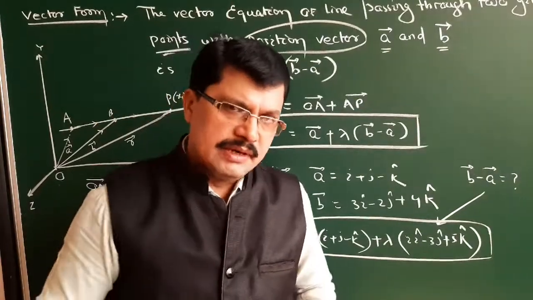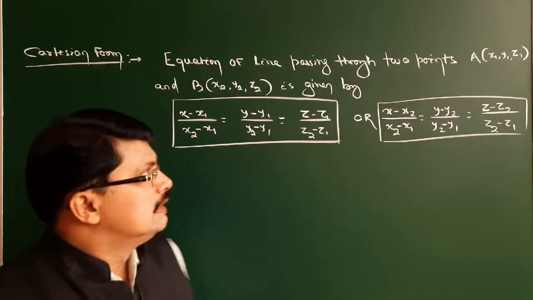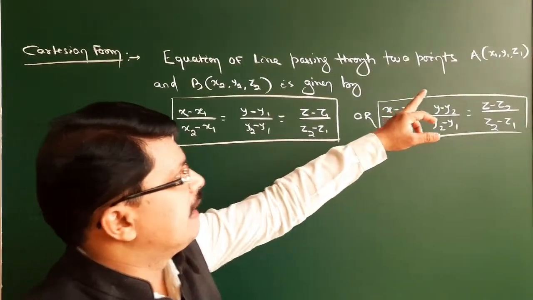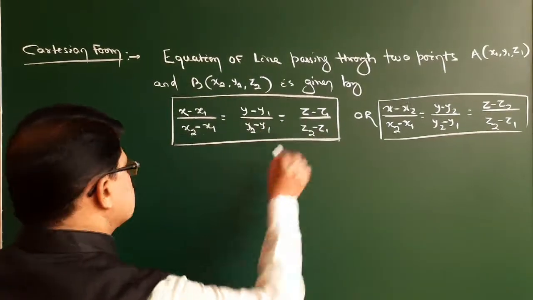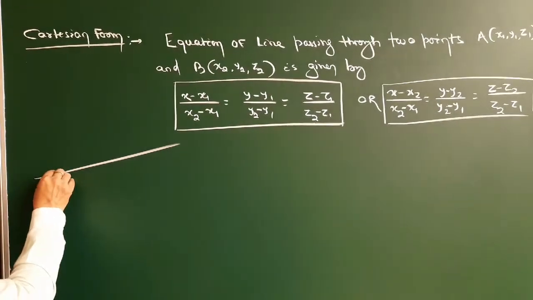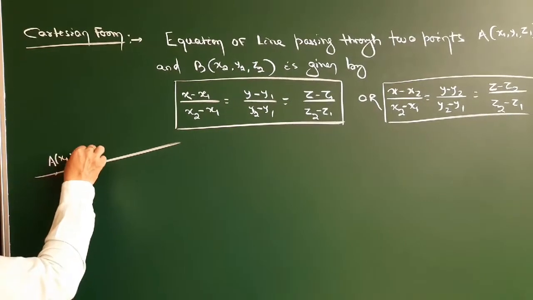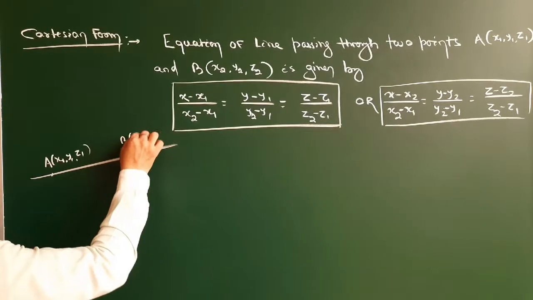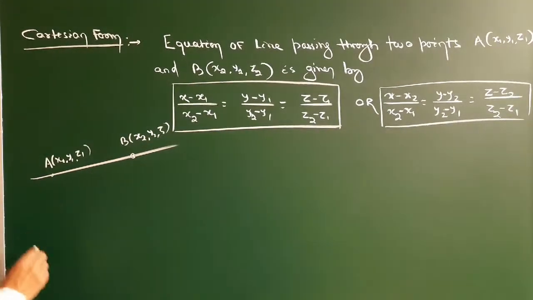Now I will discuss the Cartesian form. You just follow this here. The equation of a line passing through two points, x1 y1 z1 and another point x2 y2 z2, is given by this. Suppose there is a line here and two points are given. A is x1, y1 and z1. Another point B is x2, y2 and z2.